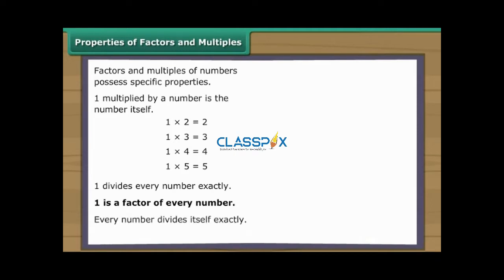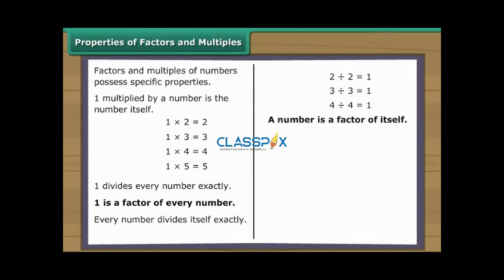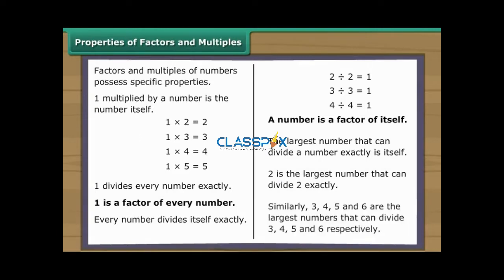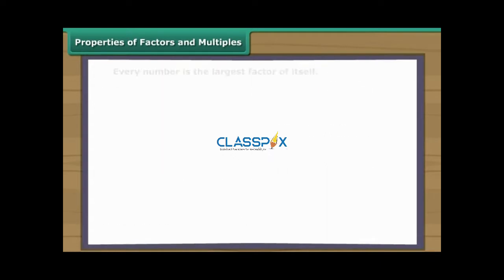Every number divides itself exactly. 2 divided by 2 is equal to 1. 3 divided by 3 is equal to 1. 4 divided by 4 is equal to 1. Therefore, a number is a factor of itself. The largest number that can divide a number exactly is itself. 2 is the largest number that can divide 2 exactly. Similarly, 3, 4, 5 and 6 are the largest numbers that can divide 3, 4, 5 and 6 respectively. Therefore, every number is the largest factor of itself.